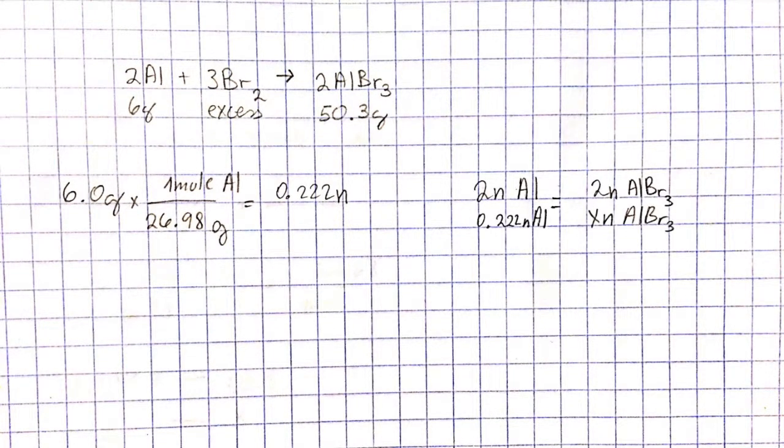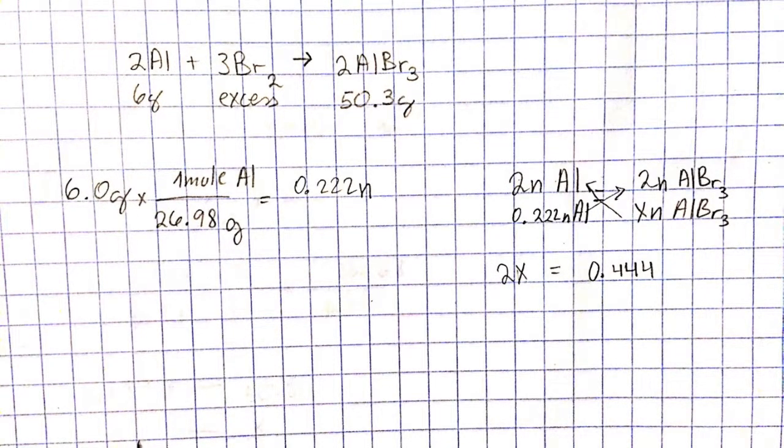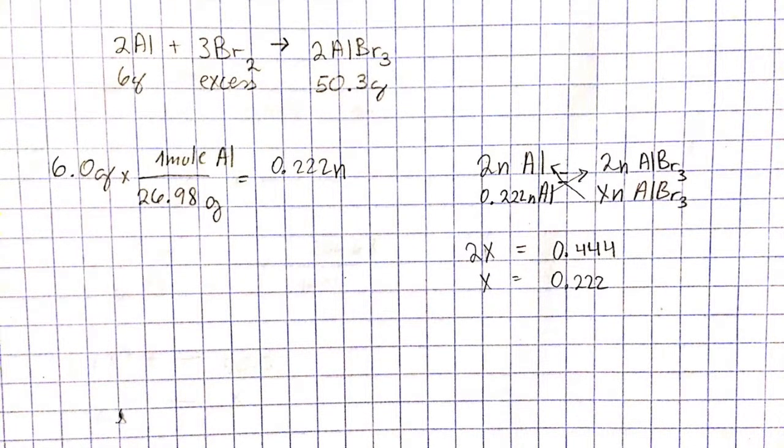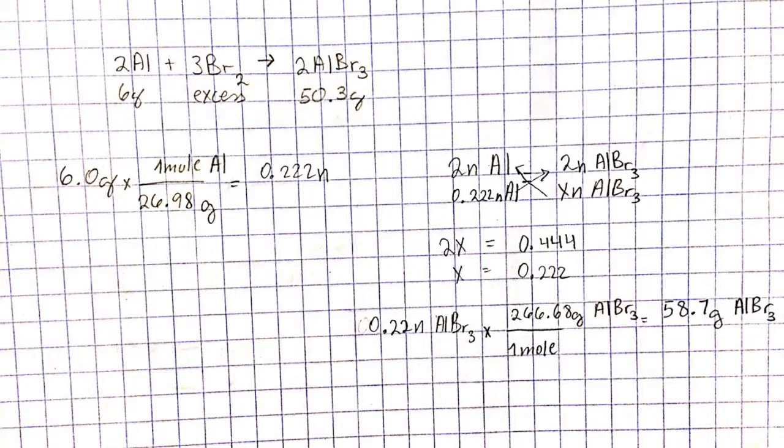Here I just want to show you that the number of moles of aluminum bromide that we will be working with is the same number of moles that we found for 6 grams of aluminum. This is because their ratio is 1 to 1. Now, all there is left to do is find the number of grams in 0.22 moles of aluminum, and there's your answer.